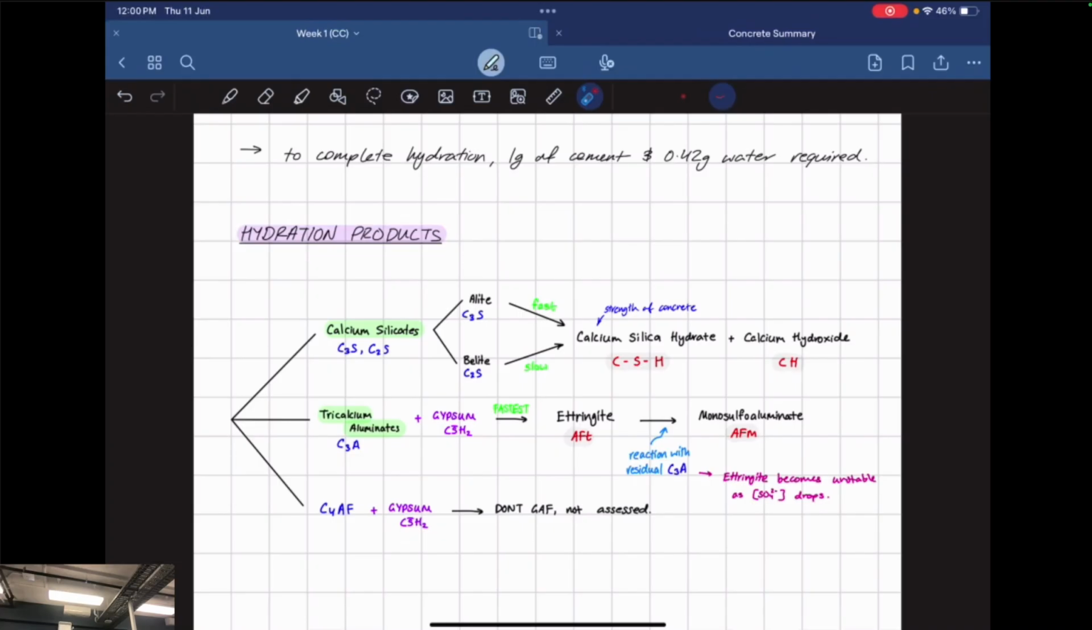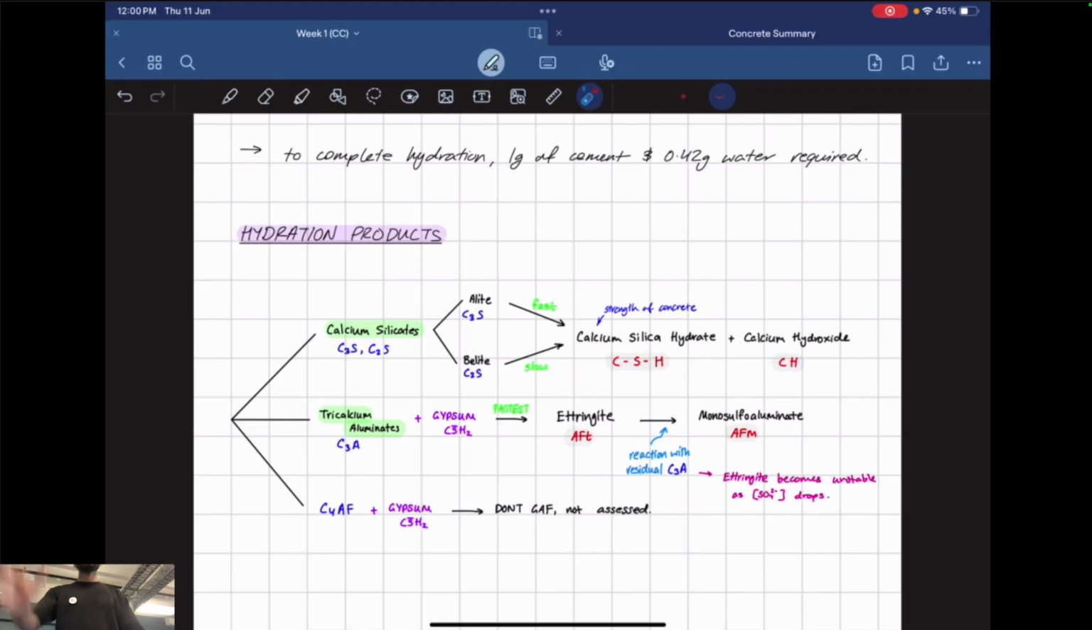Now, for your aluminates, after you add a bit of gypsum, you get ettringite, which is one of the products. However, if you have any residual C3A, your aluminate, it will react to form monosulfoaluminate. There's a note that ettringite becomes unstable as the concentration of sulfur decreases. So I'm going to note that. But essentially, this is the fastest reaction, then followed by alite and then belite. I've actually got a note about this later on.